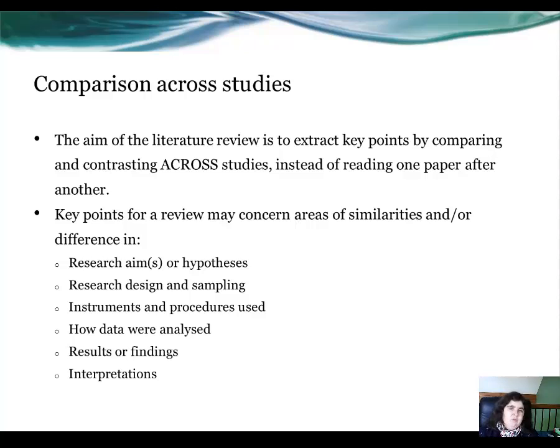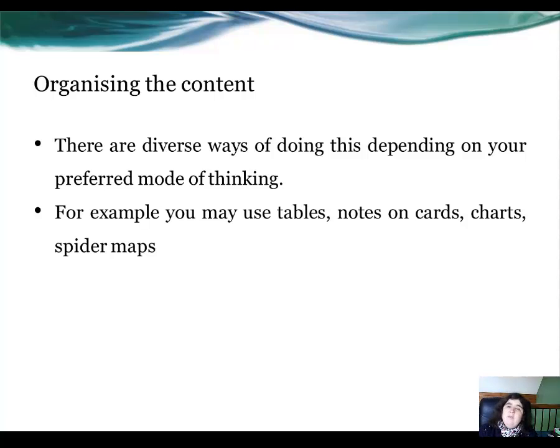So when you're comparing and contrasting across studies, look at these points of the differences in the research aims and hypotheses, the research design and sampling, how the data was analysed, how the results across the different studies were presented. So there are actual diverse ways of doing this depending on your preferred mode of thinking. For example, use tables. Have the authors listed down and then the criteria across the x-axis of which you're comparing and contrasting across. Maybe doing notes, maybe spider maps, maybe mind maps, whatever is appropriate for you.